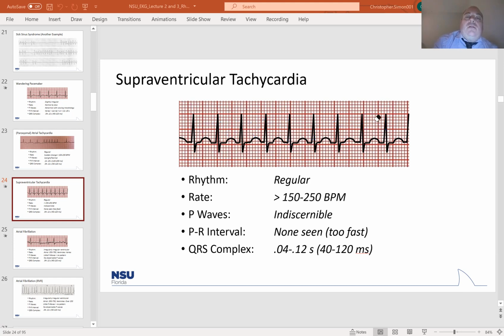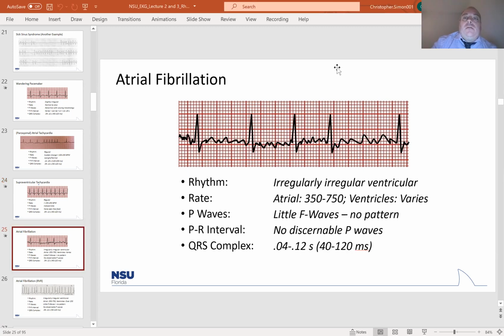So let's talk about atrial fibrillation now. Switch the slide. All right.